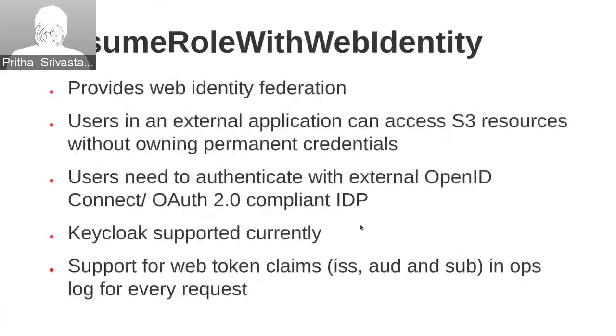The next API is Assume Role with Web Identity, which provides Web Identity Federation. In this case, users in an external application can access S3 resources in RGW even without owning any permanent credentials. The prerequisite here is that the users of the application should have authenticated themselves with an external OpenID Connect or OAuth 2 compliant IDP. Currently, Keycloak has been integrated with RGW as the supported OpenID Connect provider.